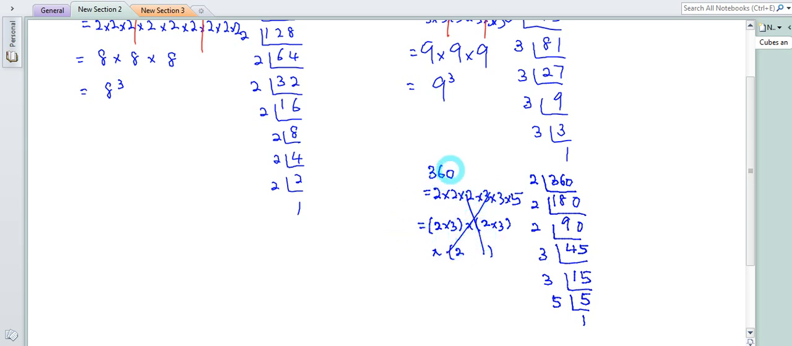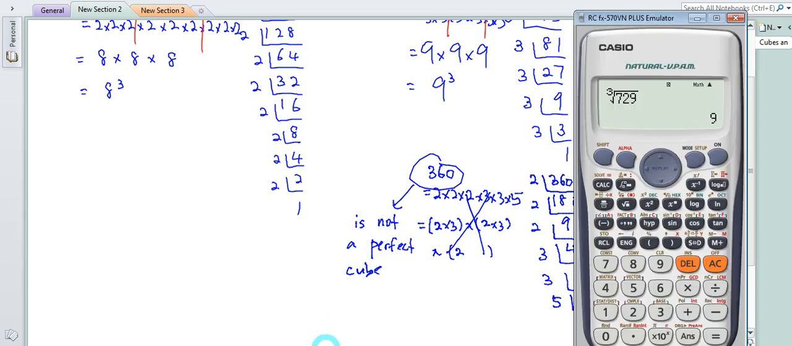Okay, so from here we know that this is not a perfect square. Sorry, it's not a perfect cube. This is not a perfect cube. Okay, so how to check by using the calculator? Very easy. Same step, you key in 360 here, you press equal. You see, you cannot get an integer, you get a very long decimal. From here, we know that this 360 is not a perfect cube.